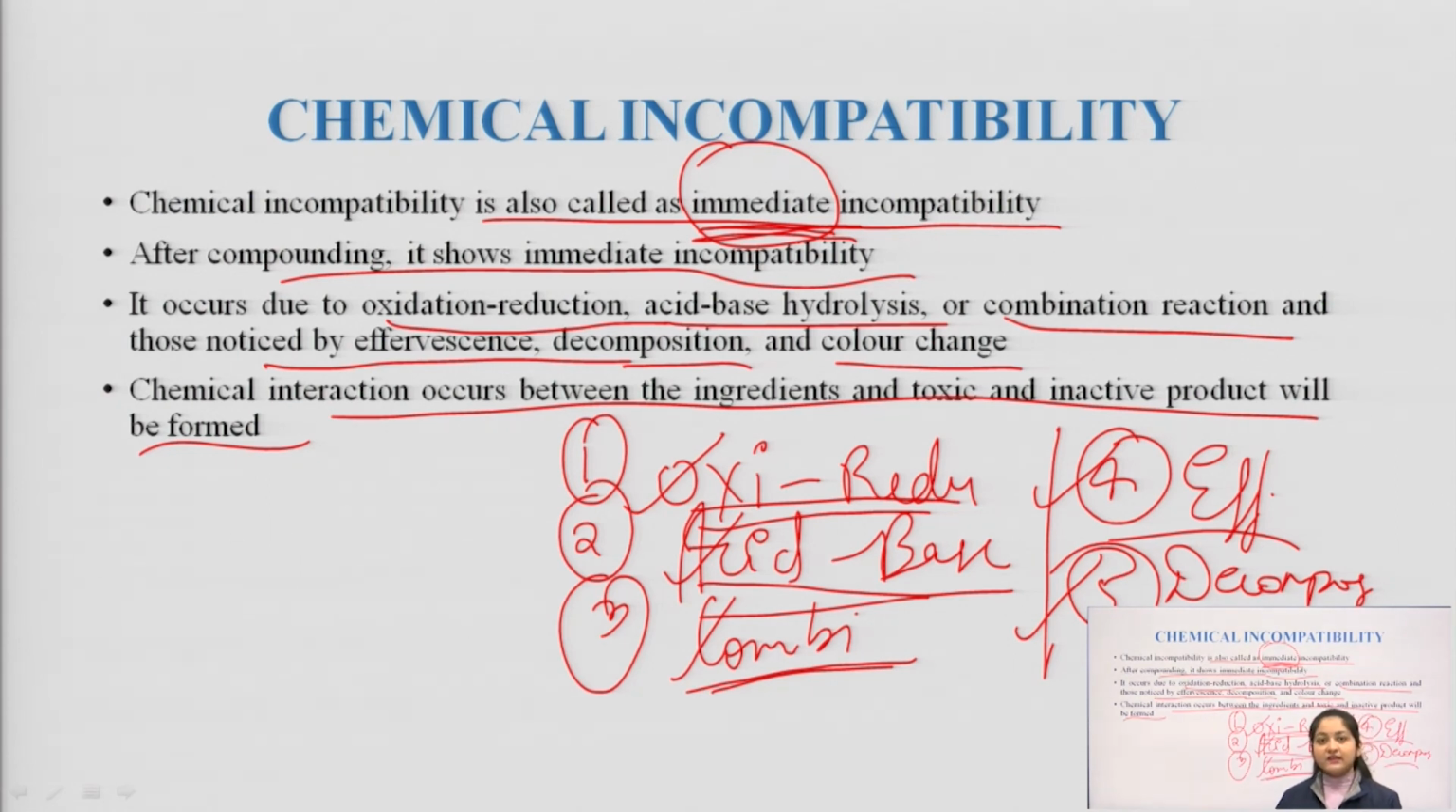So, it's our effort and responsibility to understand such types of incompatibility, because we are going to make a formulation, and the resultant can be toxic, sometimes inactive. So, it is good that a prior literature study is done in order to avoid any such issues in the future. Then chemical interaction occurs between the ingredients, giving toxic and inactive products. As I just mentioned, inactive ingredients can be a resultant of chemical incompatibility, and sometimes toxic substances can also be a resultant.